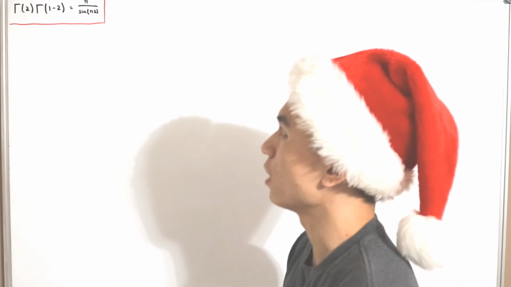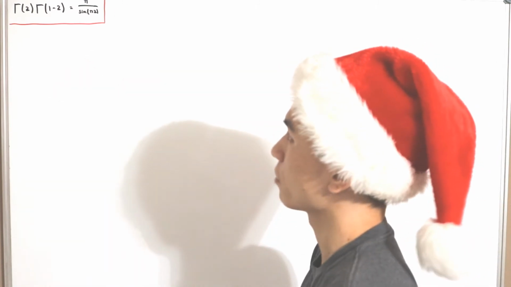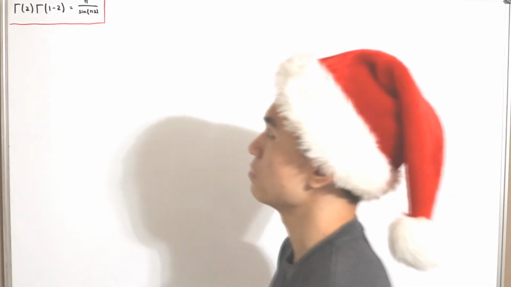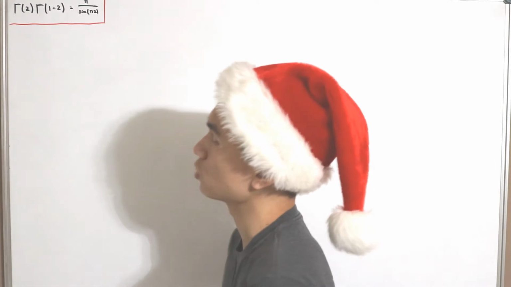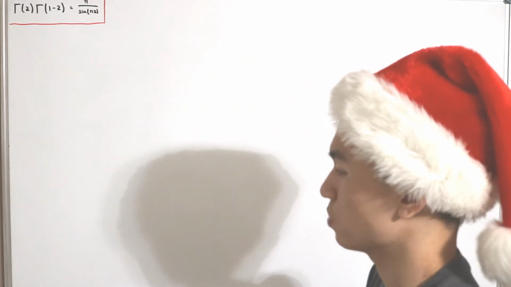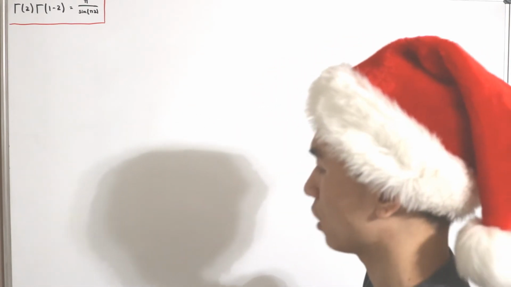Okay, so now the actual video. So now we're being asked to prove the following. Gamma of z multiplied by gamma of 1 minus z is equal to pi divided by sine of pi z. And this is actually special because this is known as Euler's reflection formula.